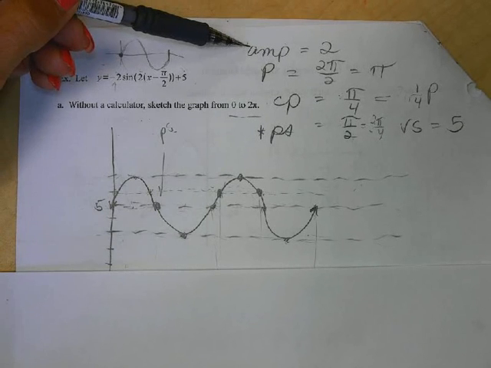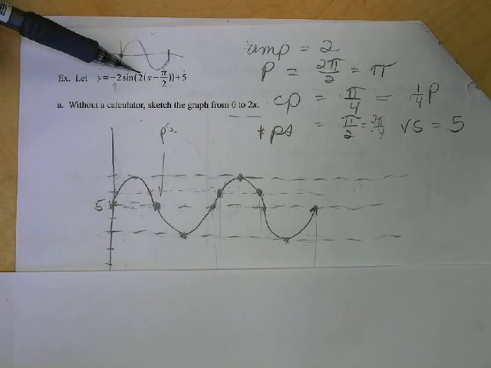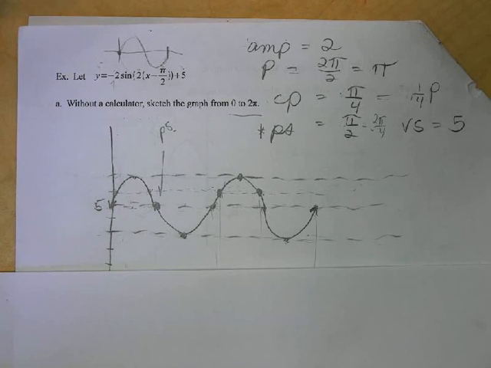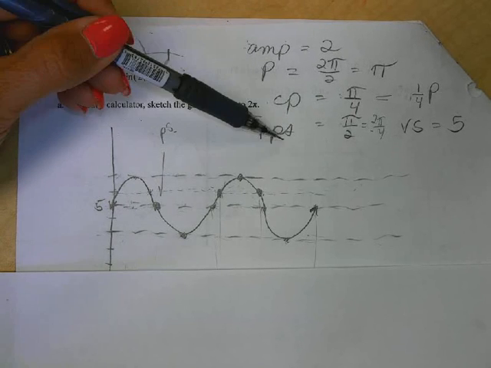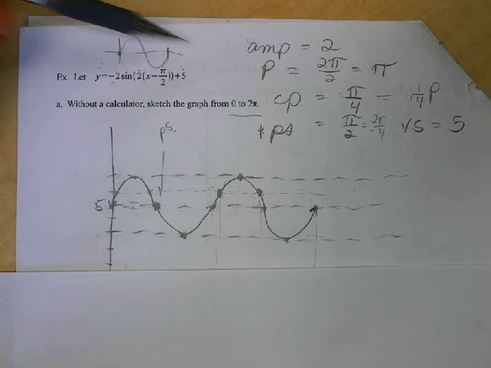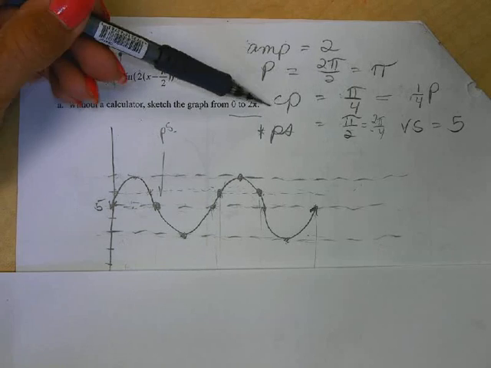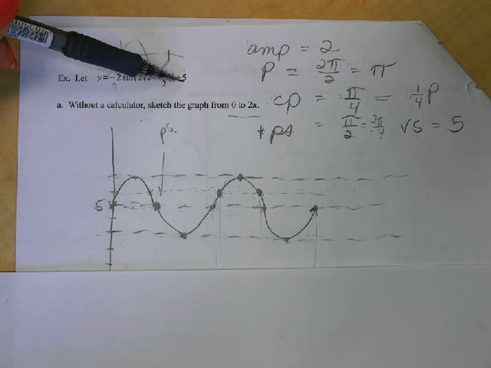So we know that the absolute value of -2 is 2, and that's my amplitude. The period is controlled by B. So the period is 2 pi divided by 2, or pi. It will complete one cycle in pi radians. The pi over 2 is going to be my phase shift, and D, the vertical shift, is 5. And we'll get to the critical points in a minute.